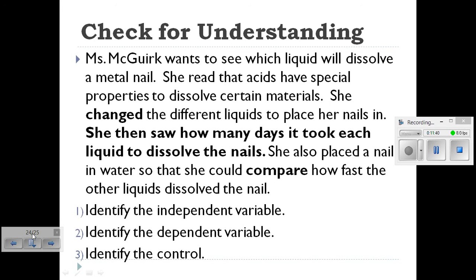Think about what the independent variable would be, think about the dependent variable, and think about the control. Remember, the independent variable is usually something that is manipulated or changed. The dependent variable is the variable that is impacted by this independent variable or change. And then the control is the thing that is compared to.